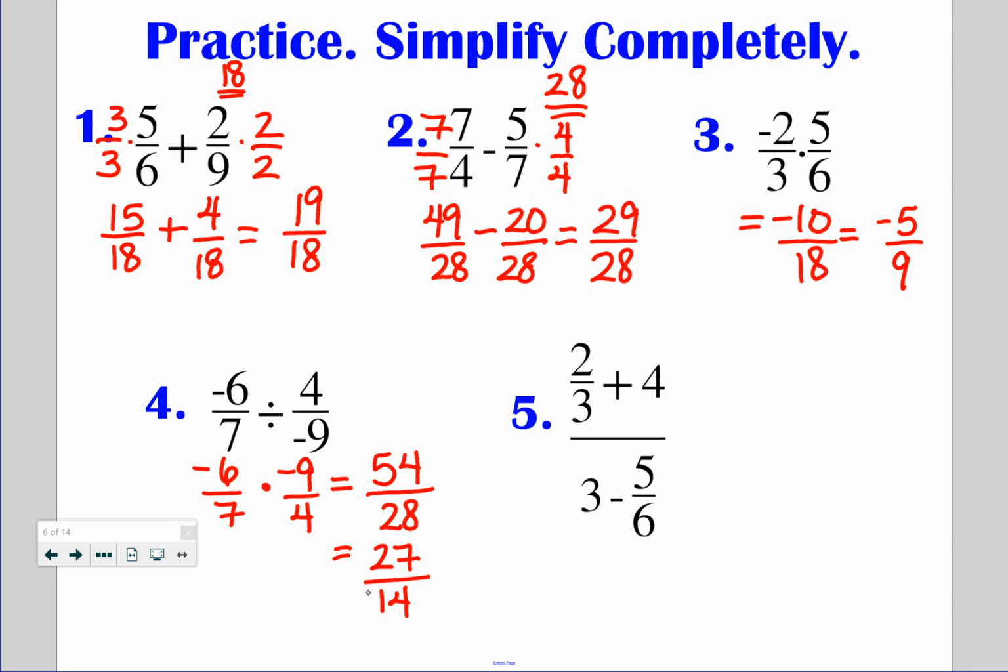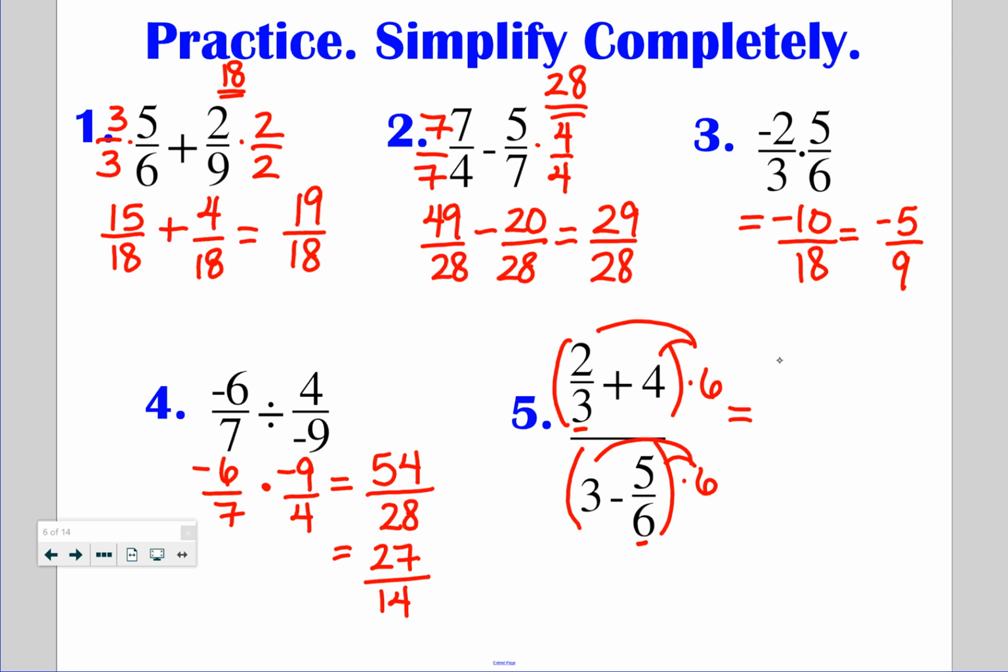In the last problem, a good optional first step, if you don't want to mess with all these fractions and common denominators, is to clear the denominators. We're going to multiply by the least common denominator. Right now I have a 3 and a 6. My least common denominator is 6. 6 will get multiplied in the numerator, and 6 will get multiplied through the denominator.